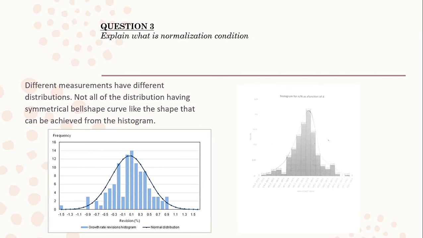So for the third question, the question asks me to explain what the normalization condition is. In this question, I attach two photos of a bell curve on a histogram. Regarding this question, different measurements have different distributions. Not all distributions have a symmetrical bell-shaped curve, like the shape that can be achieved from the histogram.